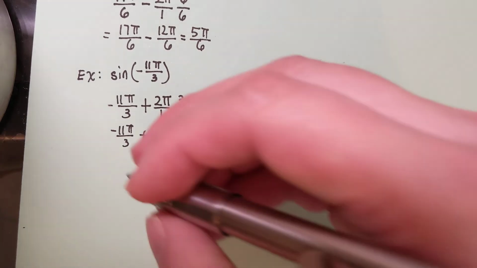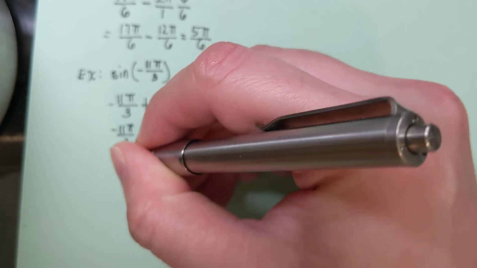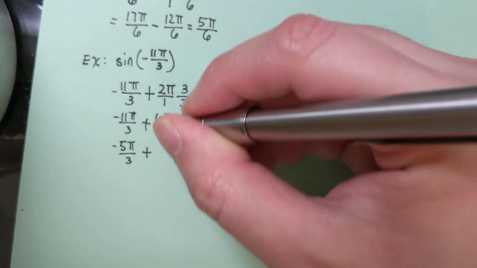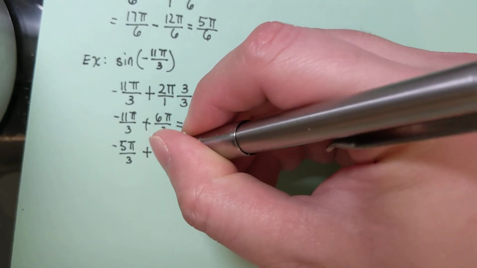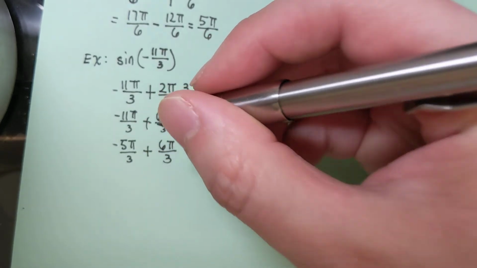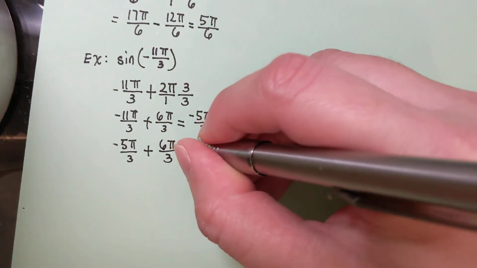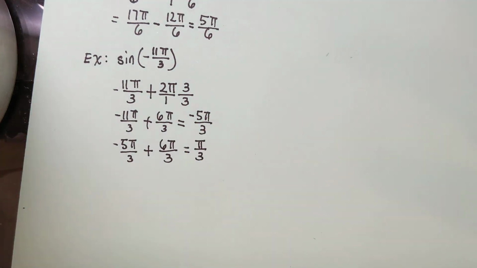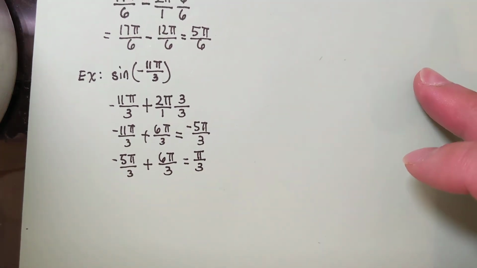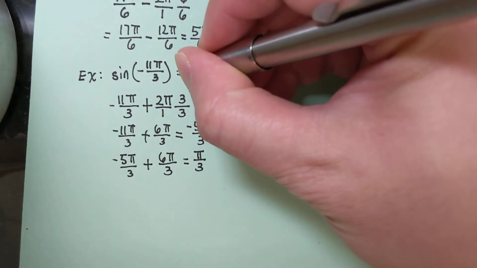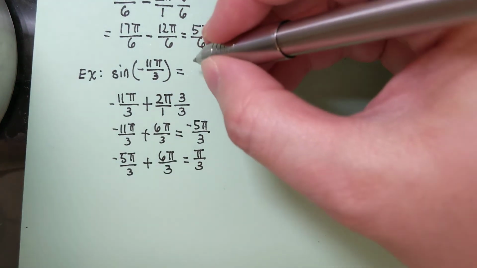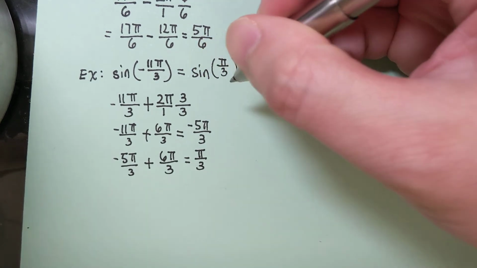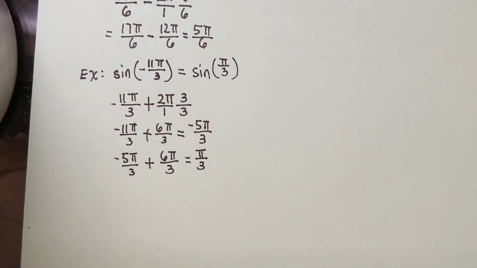a positive angle. So now I've got to take this negative 5 pi over 3 and add another 2 pi, which we can write as 6 pi over 3 because we already did that earlier. And that will give me 1 pi over 3. And we have finally achieved a positive radian. Therefore, this problem right here is exactly the same as sine of positive pi over 3.